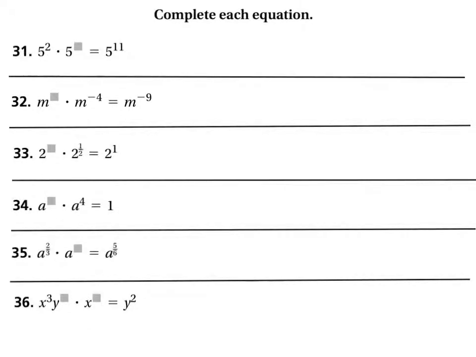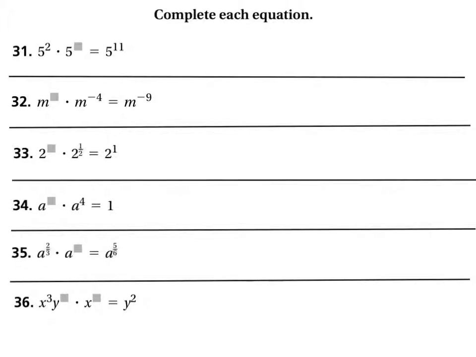Okay, I'm going to move through these pretty quickly. Whenever you're multiplying numbers that have, or exponents rather, that have the same base, you add the exponents together. So what we can do is, if we don't know what that missing number is, we can say, well, we know that they add up to 11.